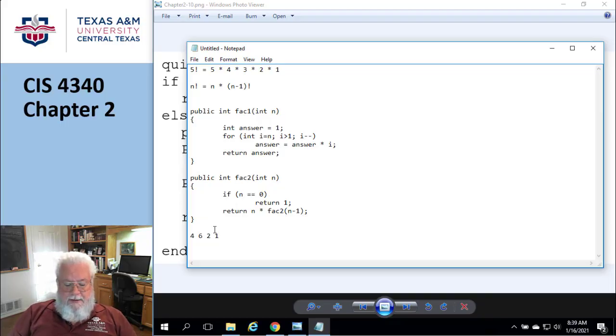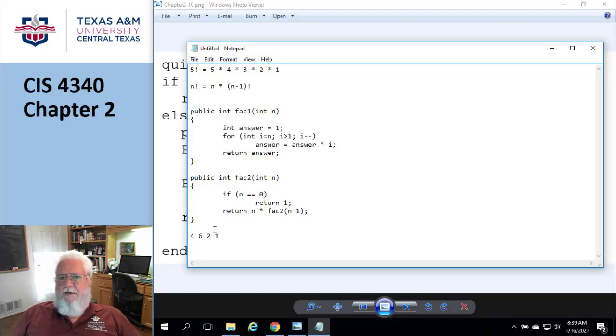So if I had 4 items, then it turns out this is going to be one of those factorial things. It's going to be 4 times 3 times 2 times 1. So it'd be 24 combinations to try.